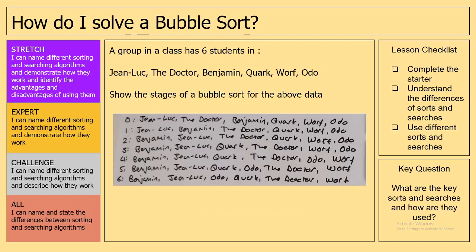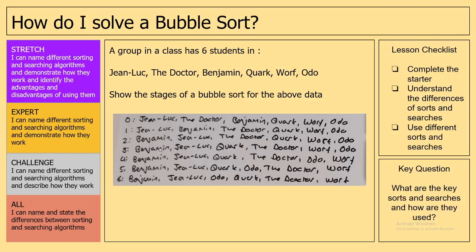How does this look, I hear you ask? So we've got a class with 6 students in it: Jean-Luc, Doctor, Benjamin, Quark, Worf and Odo. So, stages of a bubble sort for the above data. We've got the original data here: Jean-Luc, the Doctor, Benjamin, Quark, Worf and Odo. That's not in order. So we go through it. Jean-Luc, that's in the right place. But what we've done here is we've switched over Benjamin and the Doctor. Quark, Worf and Odo stay as they are. We then go down again. Benjamin's in the right place. Yep. Doctor's in the right place.